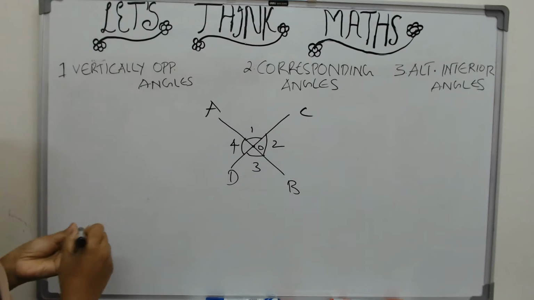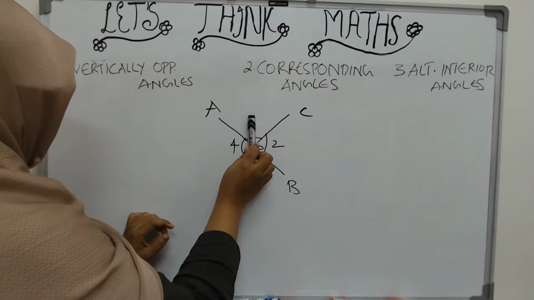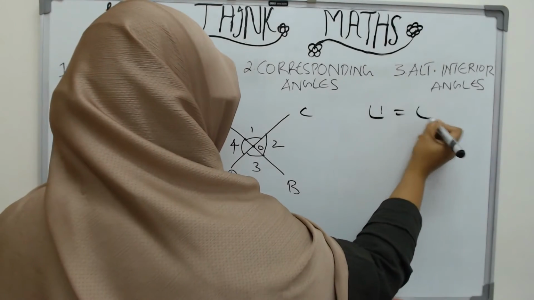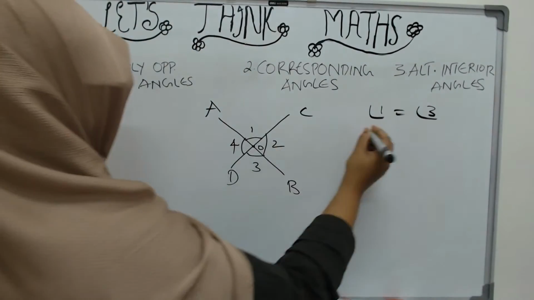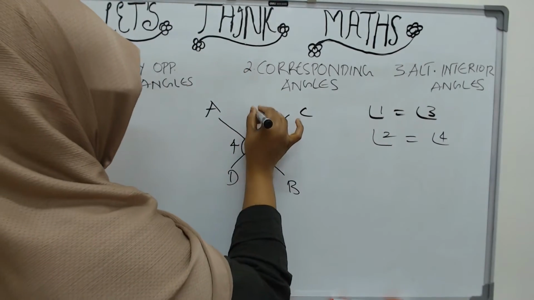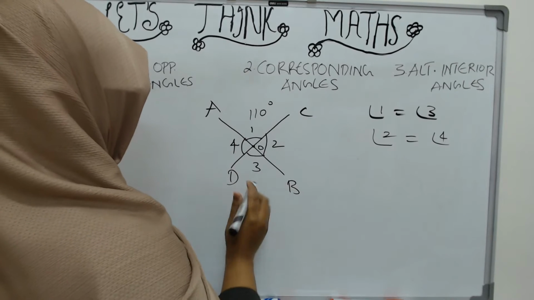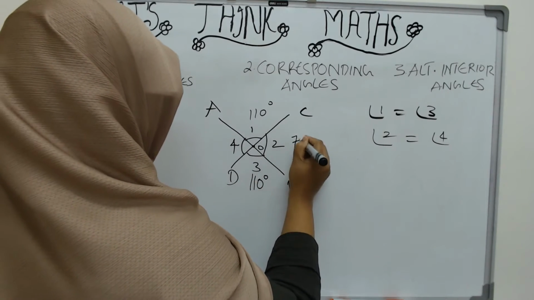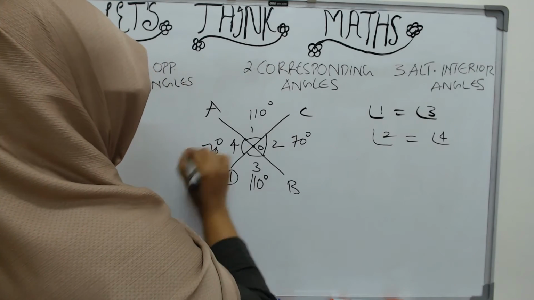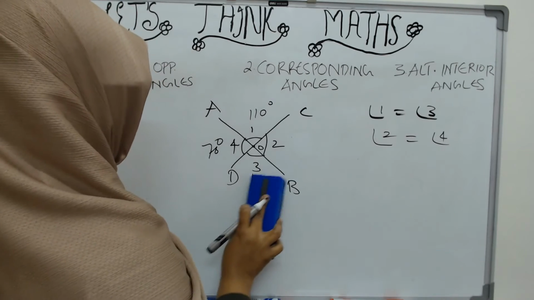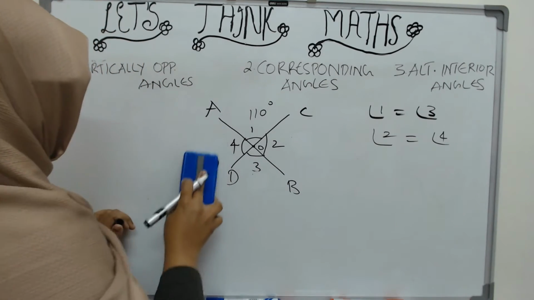The vertically opposite angles, like this. 3 and 1 are equal, and then 2 and 4 are equal. For example, if this is 110, then this will also be 110. And if this is 70, then this will also be 70. So we just have to know any one, and then the rest follows. How is that? Let us see.